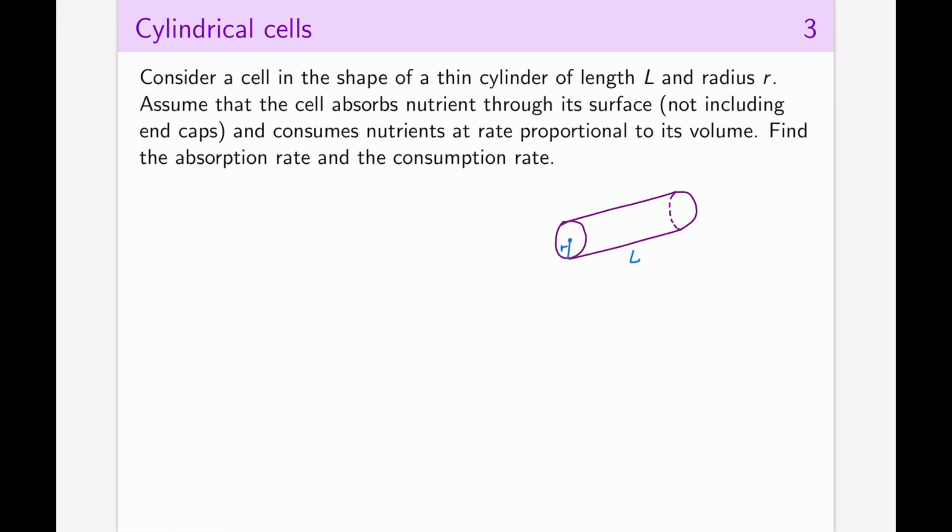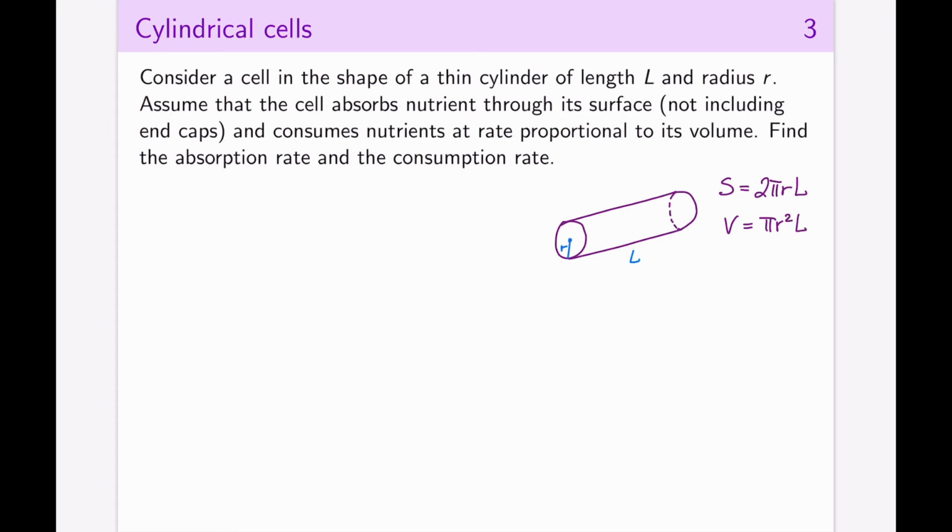Now, if I am to talk about the surface and the volume of this particular cell, it means that I need to know what the surface and the volume of a cylinder is. Just in terms of the cylinder itself, the surface area of such a cylinder that does not include the end caps, so I'm not thinking about the caps, I'm only thinking about the actual lateral surface area here, is equal to 2 pi r times L, whereas the volume is equal to pi r squared L.